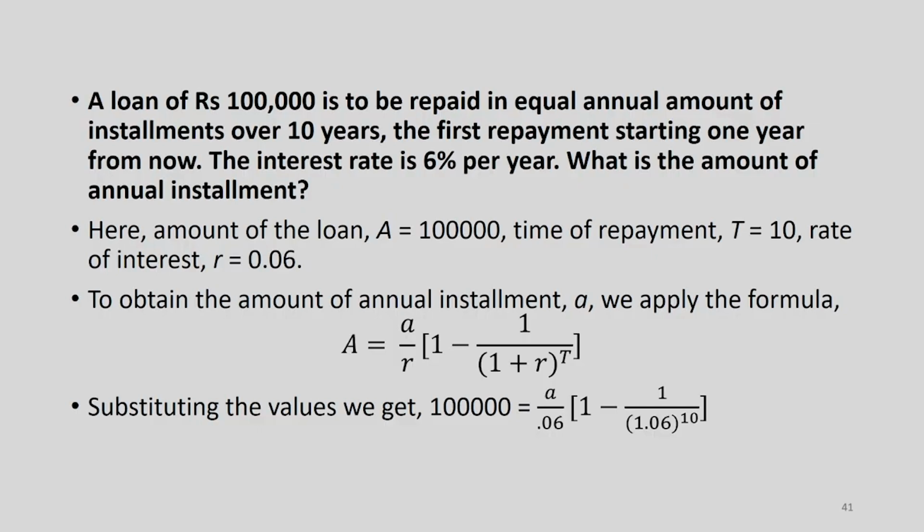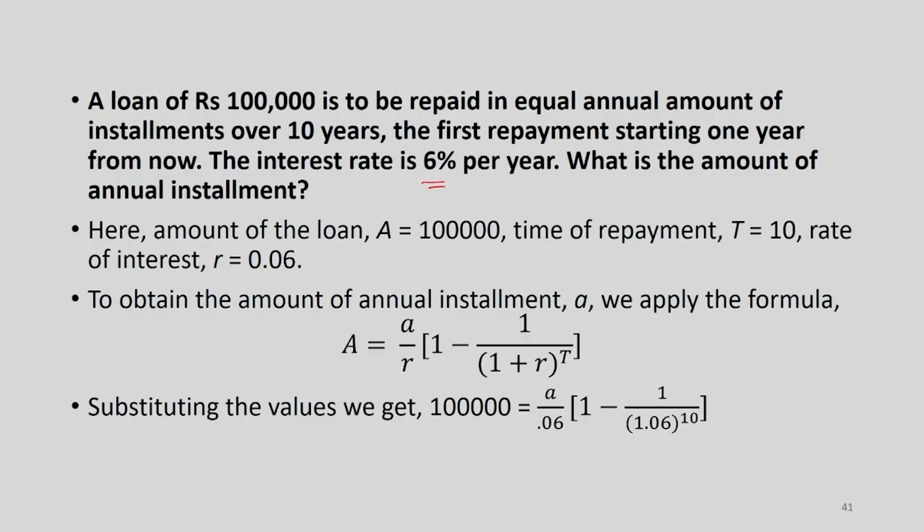All right. So it is as if you have taken a loan of 1 lakh rupees. Suppose you want to buy a car or maybe a house, you have taken some money from the bank. Now that money you will repay over the next 10 years. And obviously the bank will not give you a loan unless you pay some rate of interest. That rate of interest is 6% per year, right?